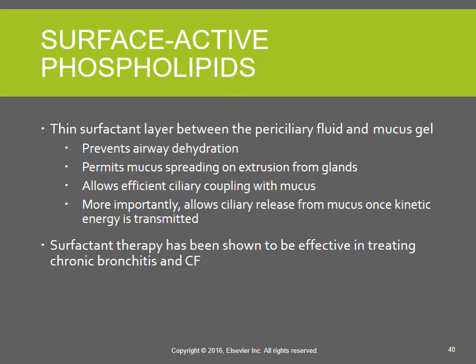Surfactant, or a surface active phospholipid, is produced in the conducting airways and in the alveoli and is important for mucociliary and cough clearance. It prevents airway dehydration, permits mucus spreading on extrusion from the glands, allows efficient ciliary coupling with mucus, and more importantly, allows ciliary release from mucus once kinetic energy is transmitted. Surfactant therapy has been shown to be effective in treating chronic bronchitis and cystic fibrosis.